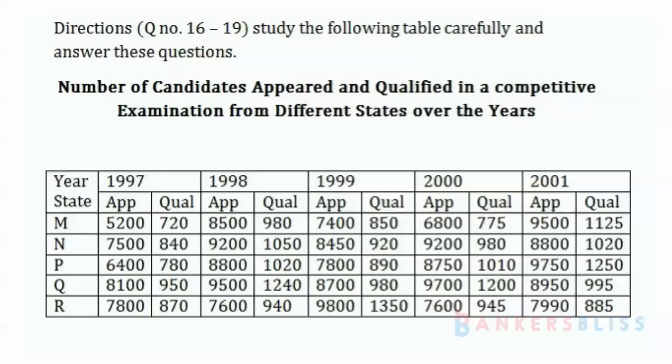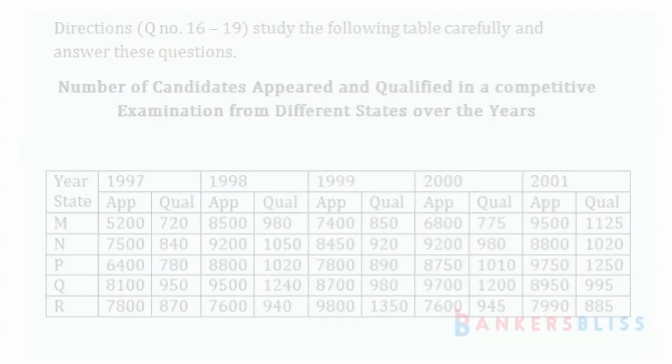State P in the year 2001. Okay, so 9750 was appeared and only qualified is 1250. So, these type of data they have given. Okay, so let us go through the questions. What type of questions they have asked?